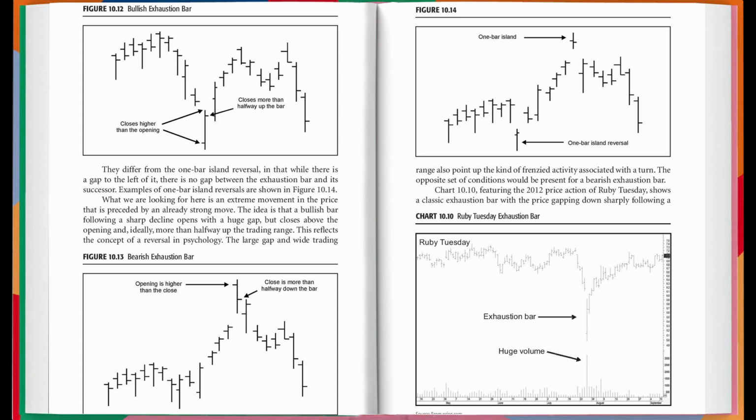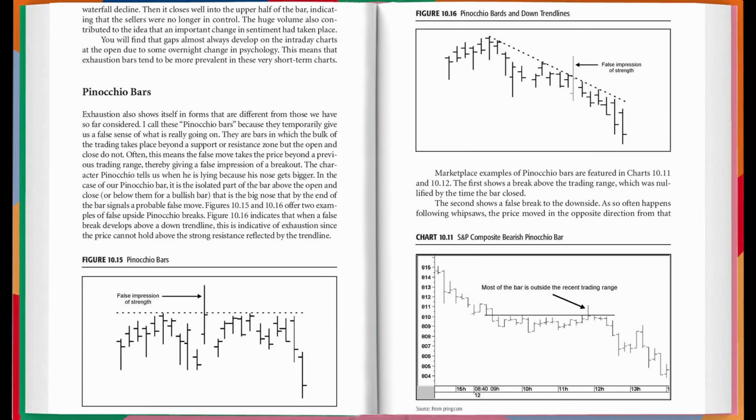Chart 10.10, featuring the 2012 price action of Ruby Tuesday, shows a classic exhaustion bar with the price gapping down sharply following a waterfall decline. Then it closes well into the upper half of the bar, indicating that the sellers were no longer in control. The huge volume also contributed to the idea that an important change in sentiment had taken place. You will find that gaps almost always develop on the intraday charts at the open due to some overnight change in psychology. This means that exhaustion bars tend to be more prevalent in these very short-term charts.